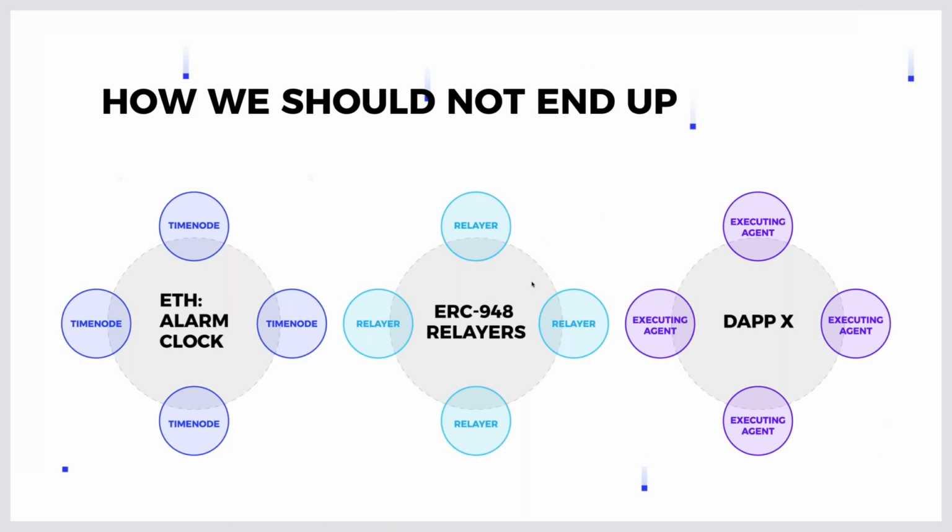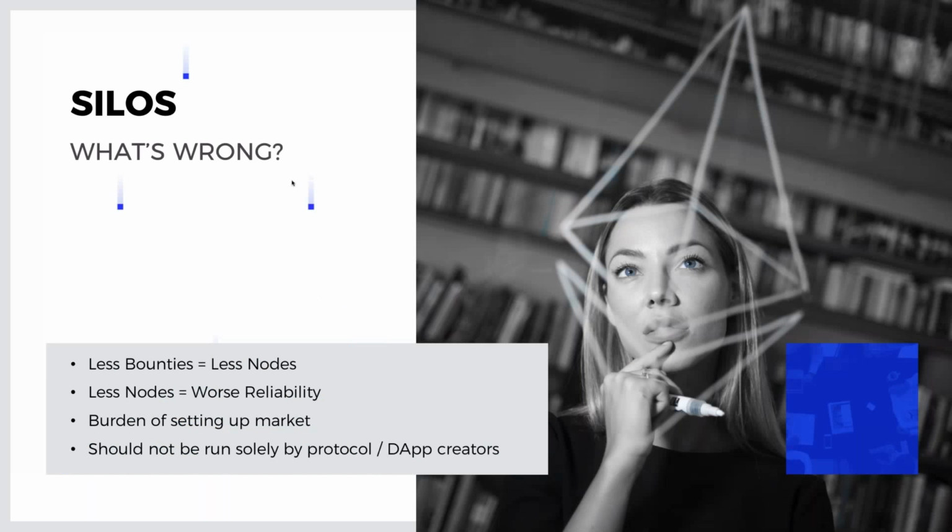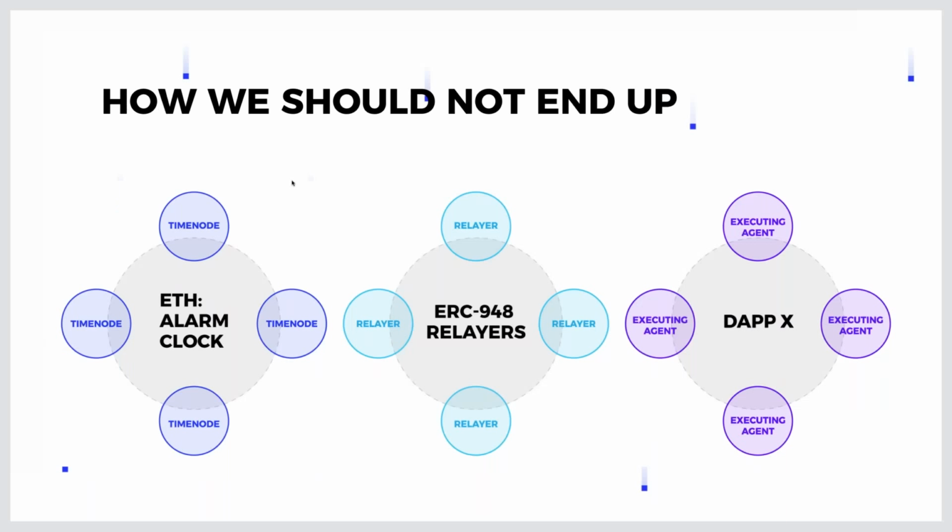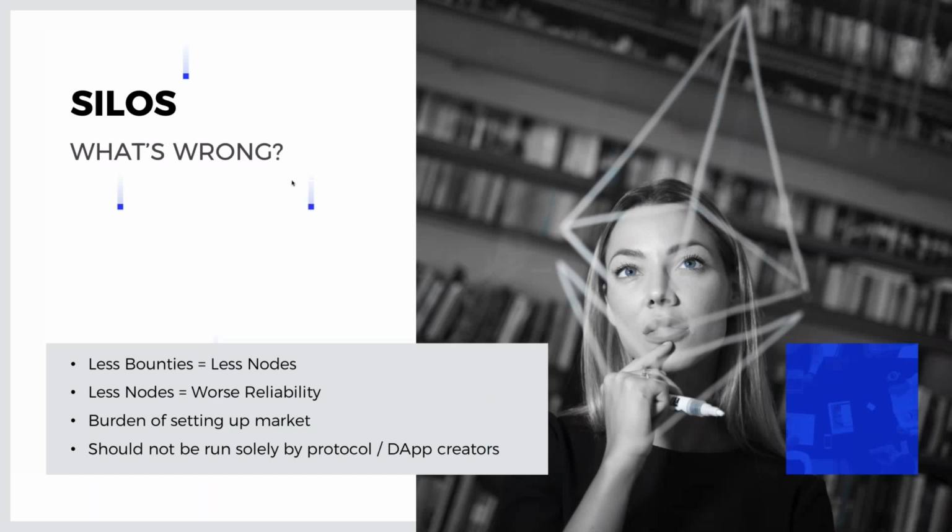So yeah, we said that there are a couple of projects using that, and what we, I think, unfortunately observed as of today is that we see multiple protocols and DApps implementing the same delegated execution and actually running their own time nodes or executing agents around those protocols. So I don't think that's an efficient way to serve this market. And let me explain why.